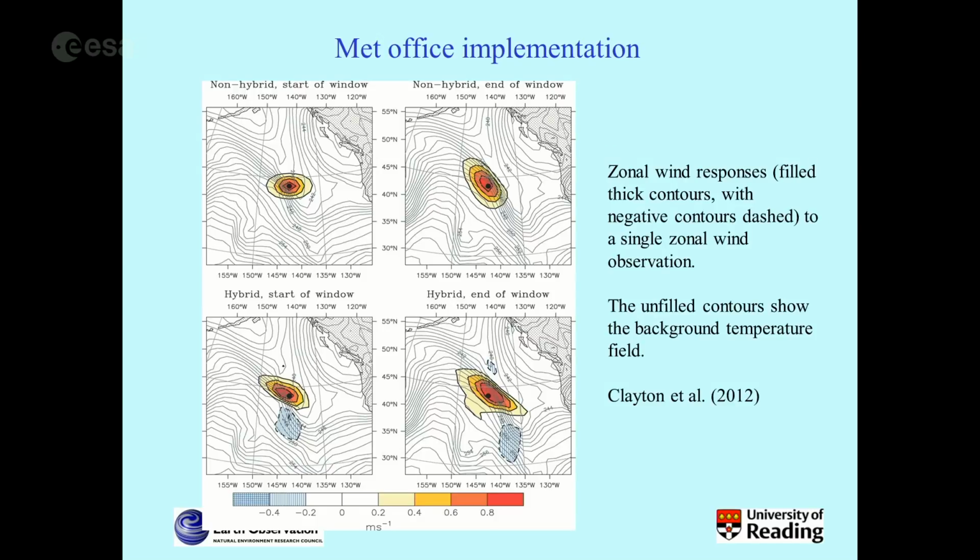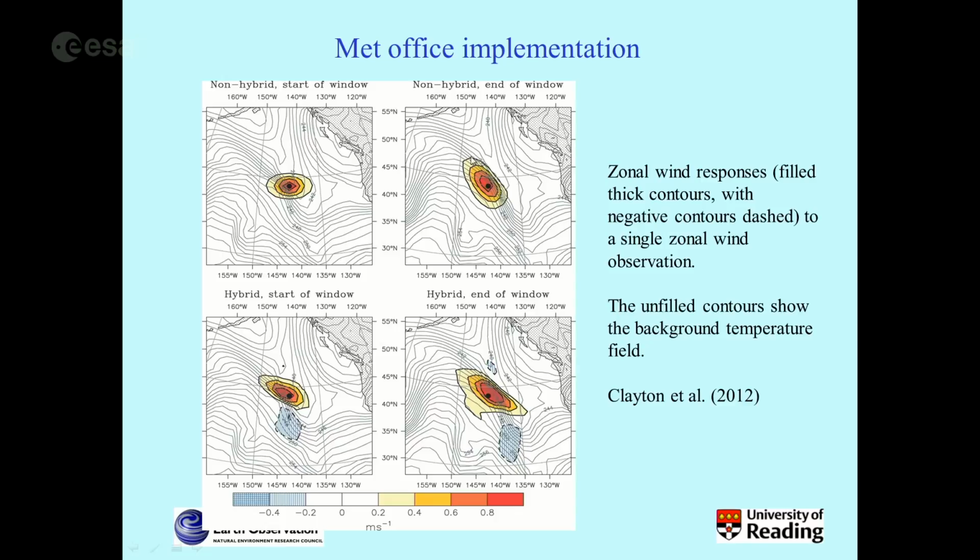And this is an example from the Met Office. If we look at the start, this is from the 4D-Var. If you look at the top first, this is the standard system. What we're doing is having a single observation of the zonal wind, the east-west component of the wind. The colored contours show the response, the wind increment that it produces, and in the background we see the temperature contours. So if we have something at the start of the window, we have, as before, just a round increment. We're not taking account of the flow.